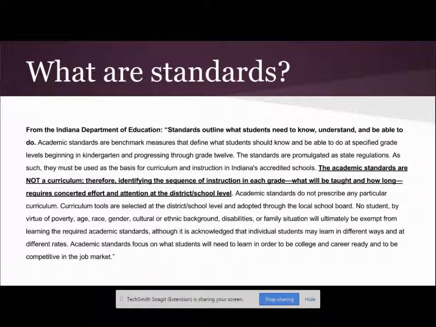This is where unwrapping comes in. We are unwrapping to identify the skills and concepts students need in order to master the overall standards. So standards define what all students are expected to know and be able to do, but it does not define how teachers should teach.